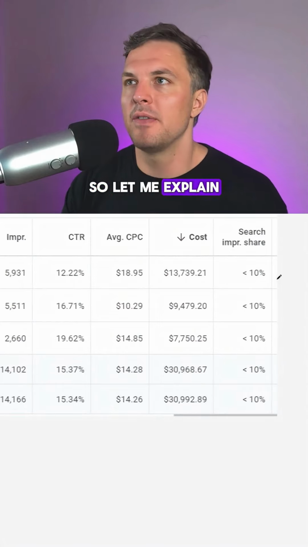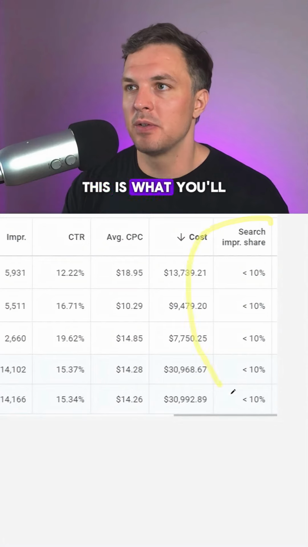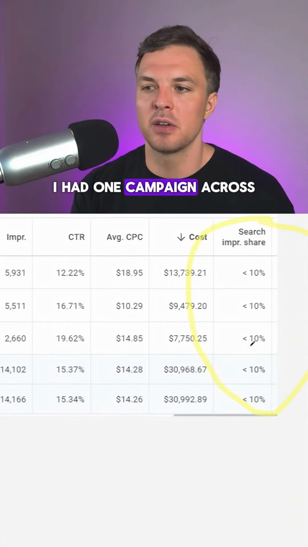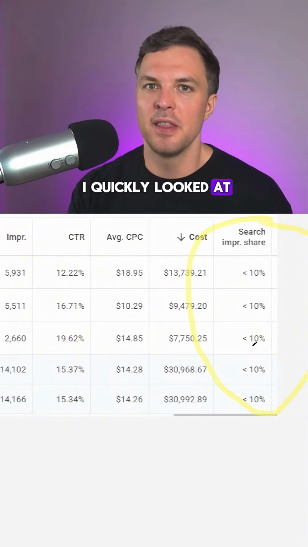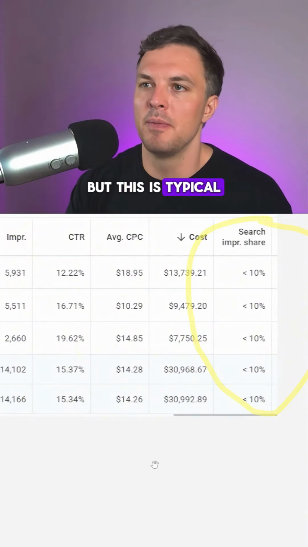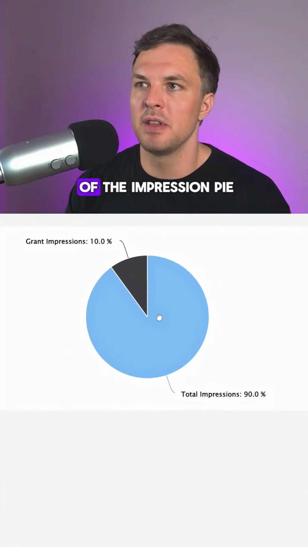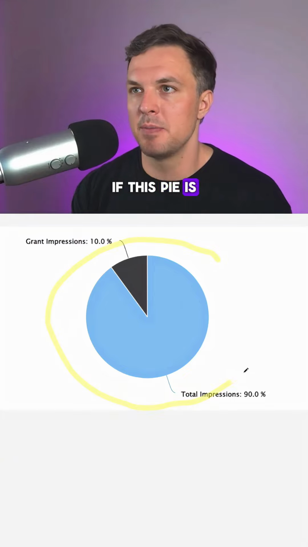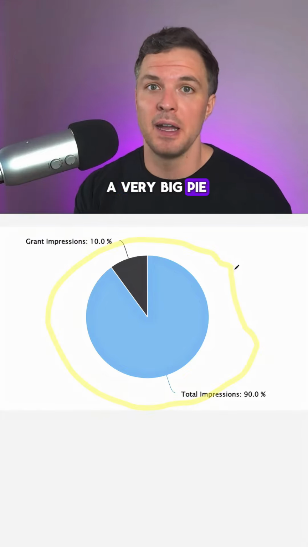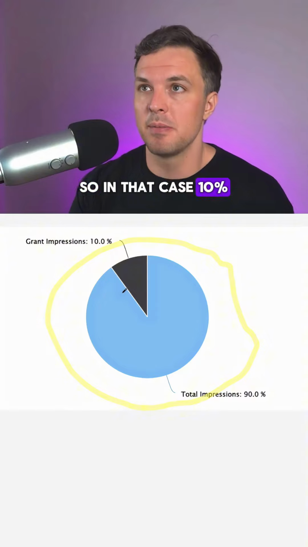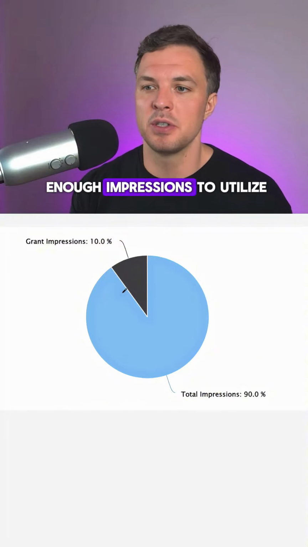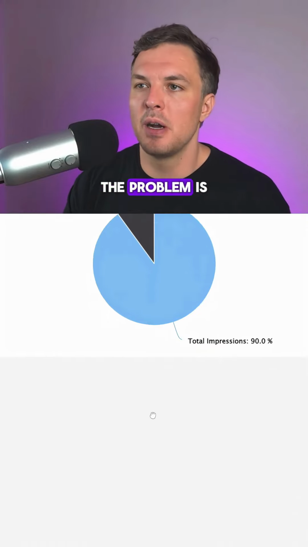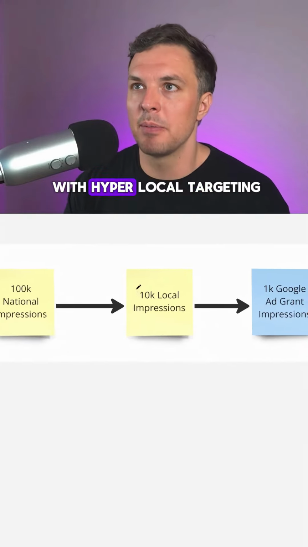So let me explain. If you take a look at a Google ad grant account, this is what you'll typically see: a search impression share of less than 10%. I had one campaign across the 10 accounts that I quickly looked at that was at about 11.5, but this is typical. So you're getting 10% of the impression pie. Now, that's not necessarily a problem on its own if this pie is big enough, and this could be a very big pie depending on what you're targeting. So in that case, 10% could be more than enough impressions to utilize the 10K each month and really move your mission forward. The problem is when we start segmenting with hyper local targeting.